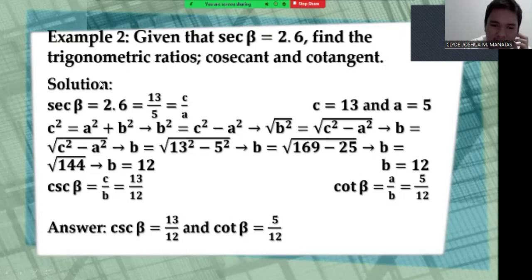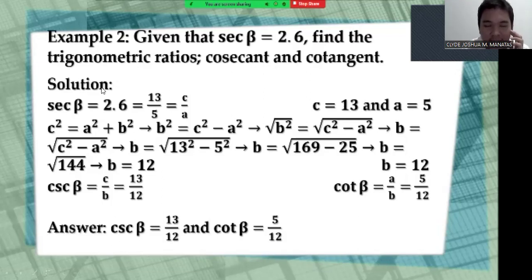And let's evaluate it. 13 squared is equal to 169. 5 squared is equal to 25. Then 169 minus 25 is equal to 144. And the square root of 144 is equal to 12. So the B is 12.